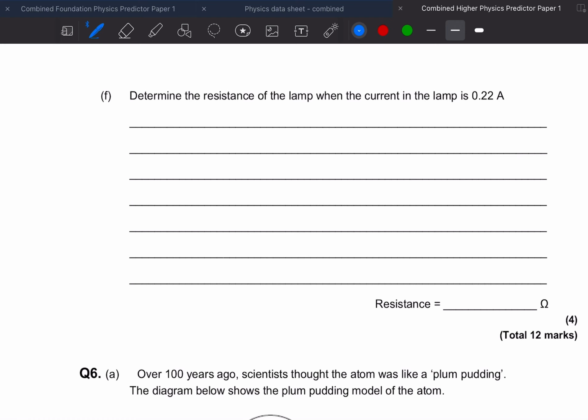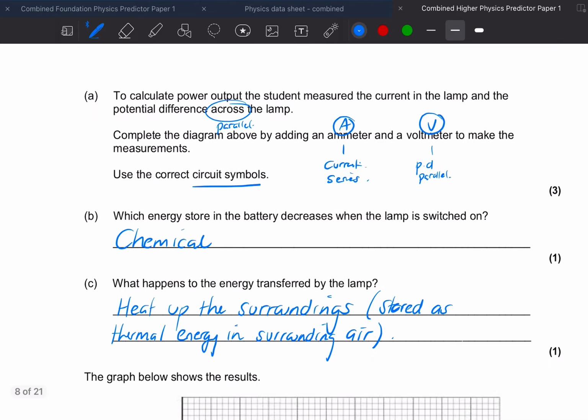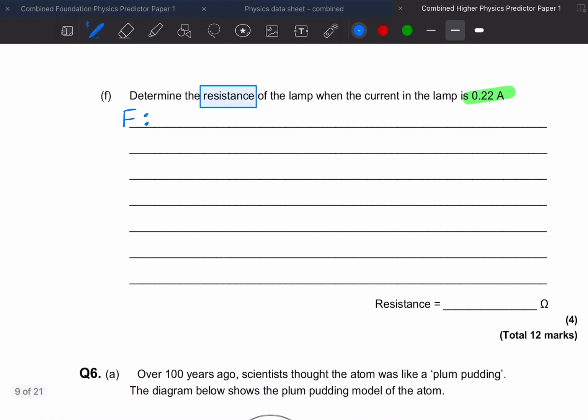Determine the resistance of the lamp. So we have calculate resistance here, so there's a calculation, when the current in the lamp is 0.22 amps. So we'll highlight that. We're going to use FIFA, so formula first. The formula we've just written: P equals I squared times R. The I in FIFA is for input. We don't know the power at the moment.